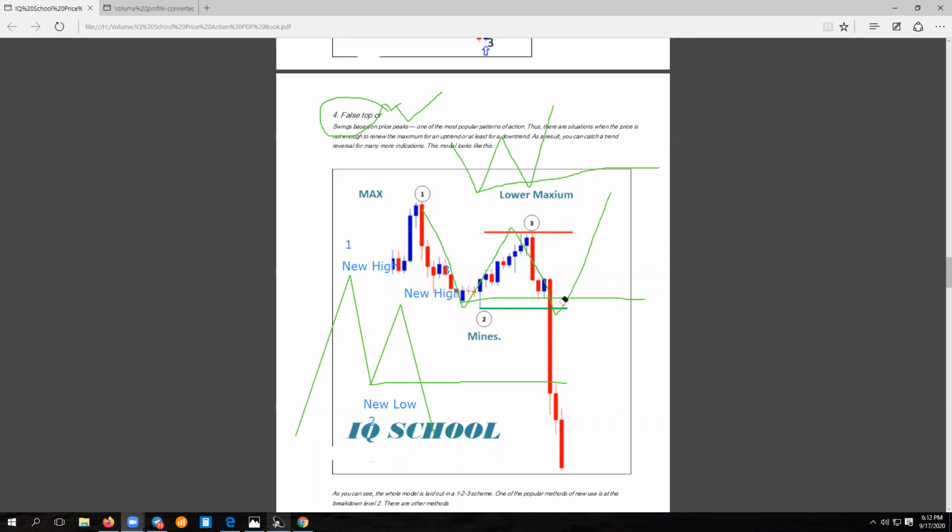If it were a double top, the market will reverse from here, but we saw that the market broke the levels. If the market is going like this move, it's called a double top. But it broke the level, so it's called a false top. False top. Yes.